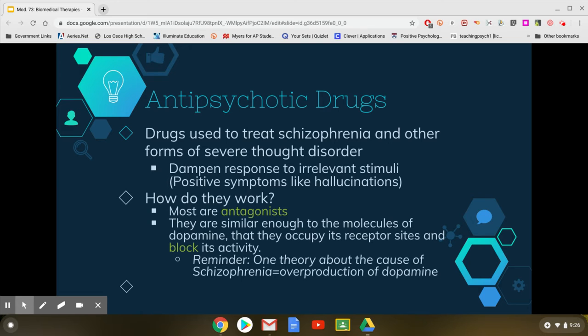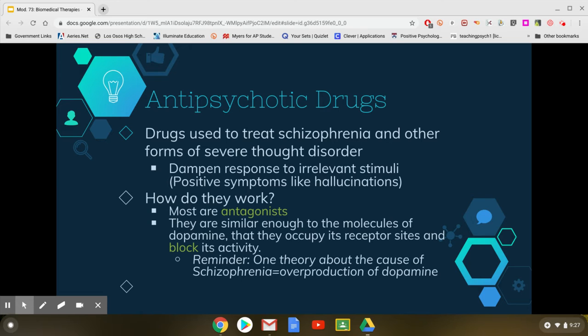When I talked about schizophrenia, I said that there is no cure. There is still no cure for schizophrenia. But what these antipsychotic medications are meant to do is to relieve and reduce the symptoms. So for example, they're meant to lessen positive symptoms like hallucinations, like those delusions that people so often experience.